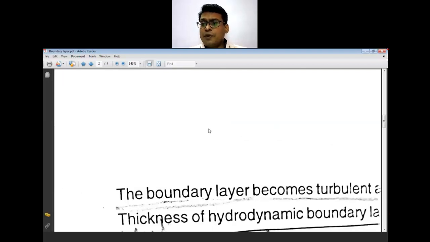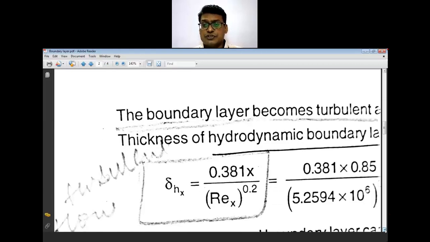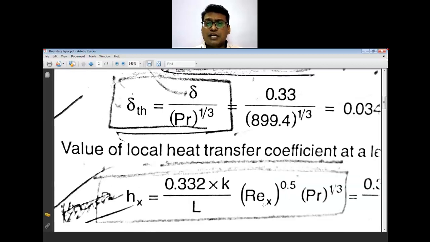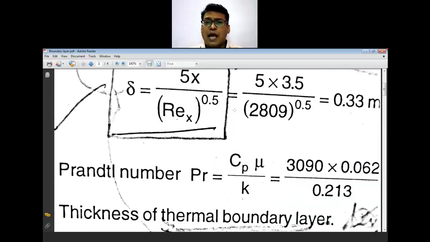Then if the hydrodynamic boundary layer is under turbulent conditions, what will be the formula? That is delta equals 0.381 times the distance upon the Reynolds number raised to 0.2. So this is the hydrodynamic boundary layer thickness for turbulent flow conditions, and the earlier relation is for the laminar condition.